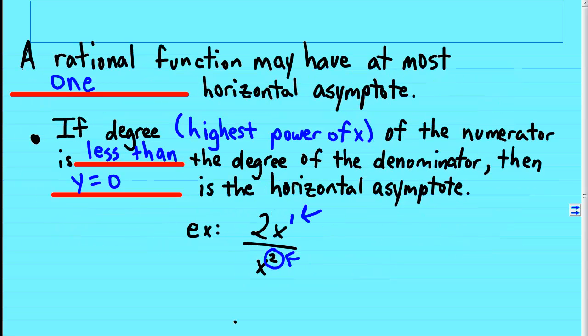A rational function may have at most one horizontal asymptote. If the degree, which is the highest power of x, of the numerator is less than the degree of the denominator, then y equals 0 is the horizontal asymptote. Example: my degree in the numerator is 1. My degree in the denominator is 2. The 1 is less than 2. The numerator is less than the denominator. Therefore, we have a horizontal asymptote of y equals 0.